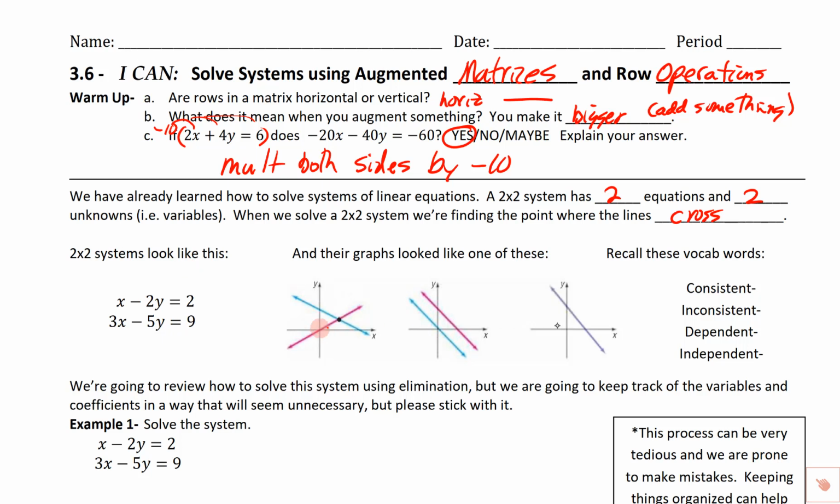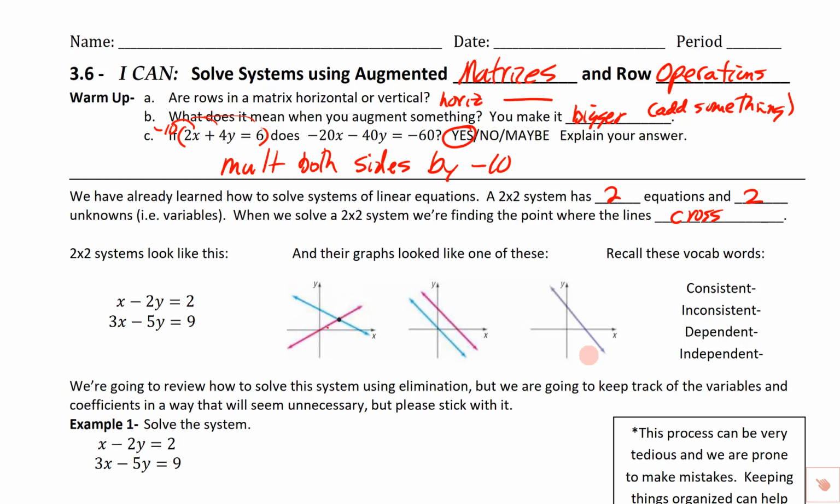And the graphs always looked something like this. We normally got one single point where they crossed. Sometimes they didn't cross at all, so there was no solution on that one. And then over here, notice how this is kind of a purple color. Those lines are right on top of each other, so we get an infinite number of solutions. So one solution, no solution here, and infinitely many solutions here.